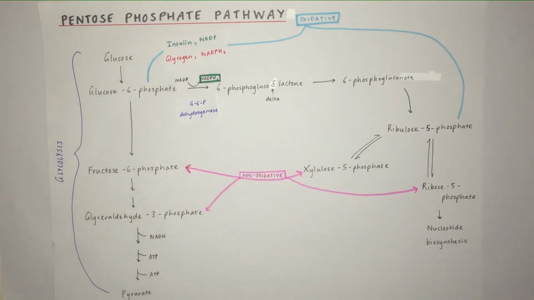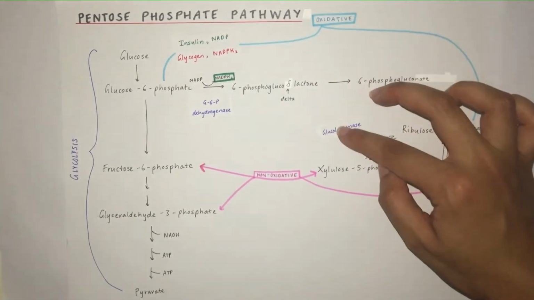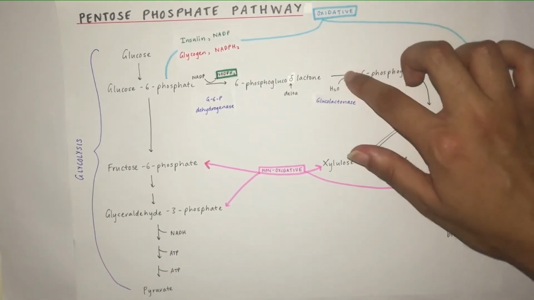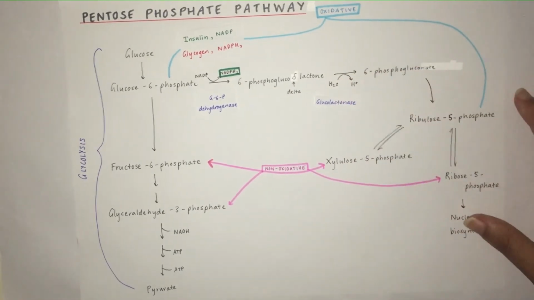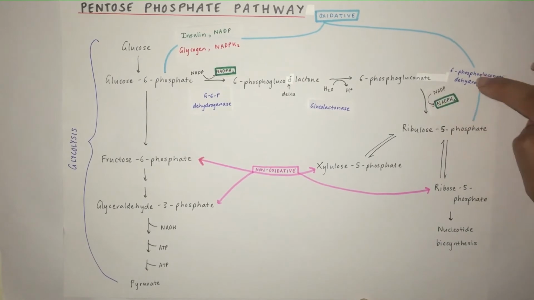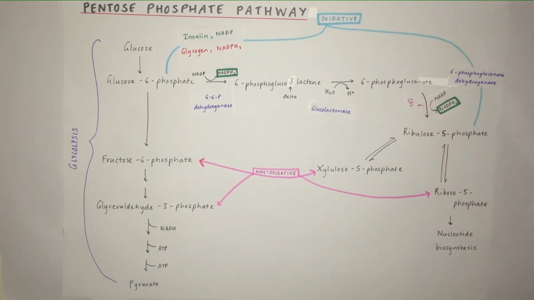In the second step, 6-phosphoglucodelta-lactone becomes 6-phosphogluconate by the enzyme glucolactonase. Picked up the wrong one there. And in this process, a H2O becomes a hydrogen ion. In the next step, we've got 6-phosphogluconate becoming ribulose 5-phosphate by the enzyme 6-phosphogluconate dehydrogenase. And in this process, an NADP becomes an NADPH, and a CO2 is also put out in this reaction.